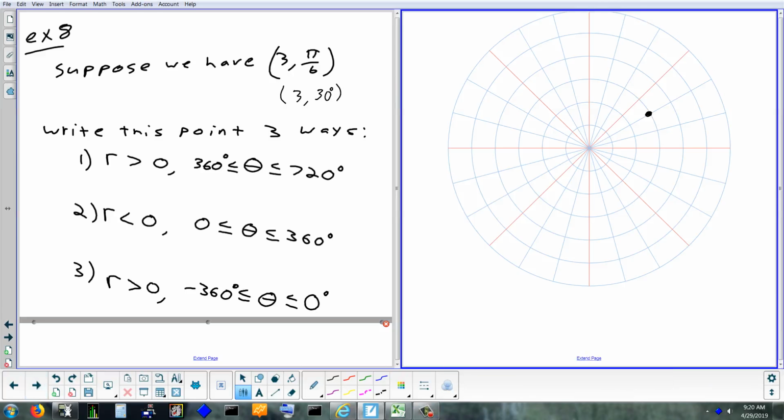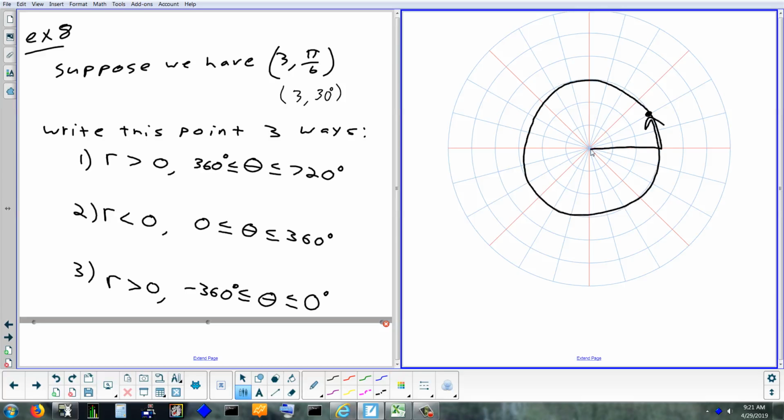All right, so we're trying to figure out 3 different ways to write this point in polar. Does anybody remember what you can add or subtract to an angle? Yeah, you can always add or subtract 360. So if in this case they want the angle bigger, would you add or subtract 360? Add. So what you basically want to do is this.